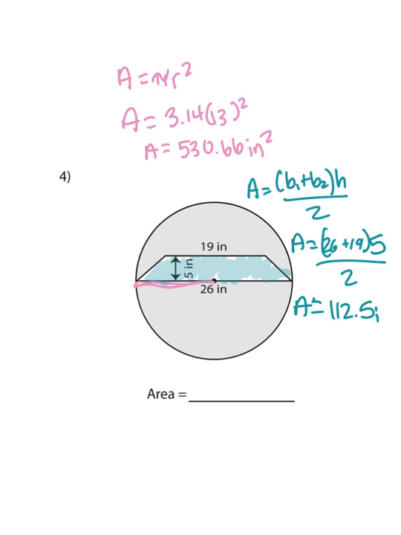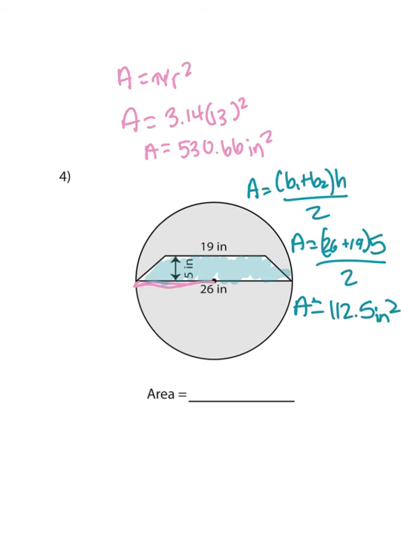And that's square inches. I would love to say I'm done. All right, next problem. But I'm not. What I did is I found the area of the circle, the area of the trapezoid, and what do I have left to do? I now have to subtract them.